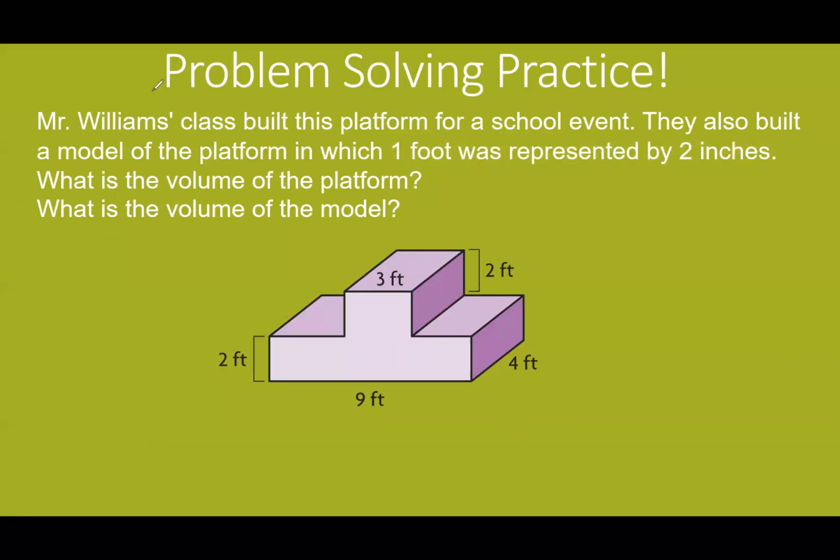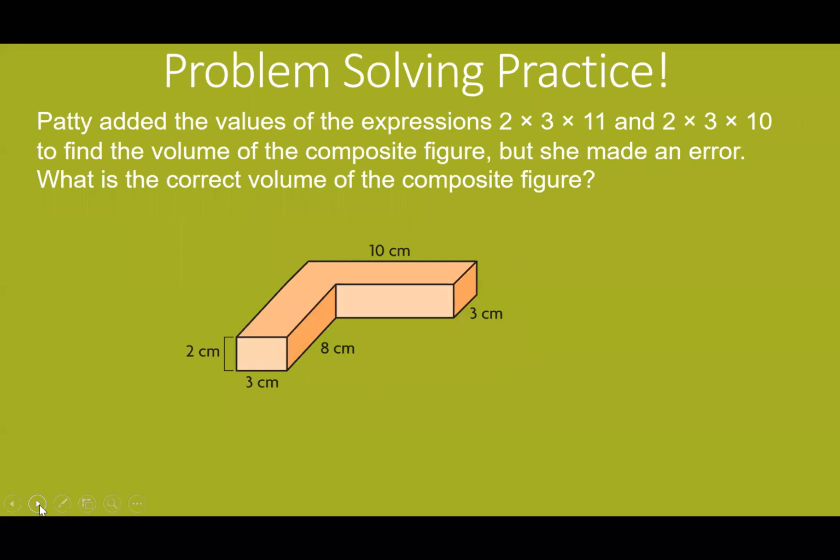And let's go to the next problem. This one was challenging, wasn't it? Let's see what the next one is. Patty added the values of the expressions 2 times 3 times 11 and 2 times 3 times 10 to find the volume of the composite figure. But she made an error. Do you remember this from yesterday? What is the correct volume of the composite figure?